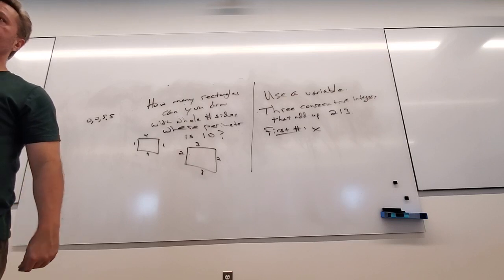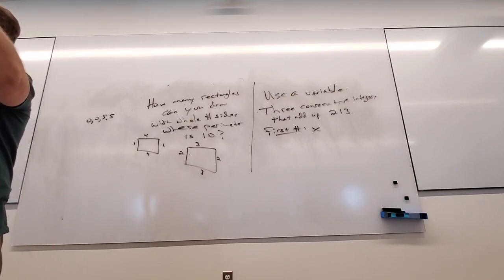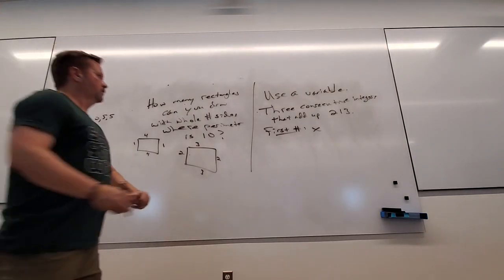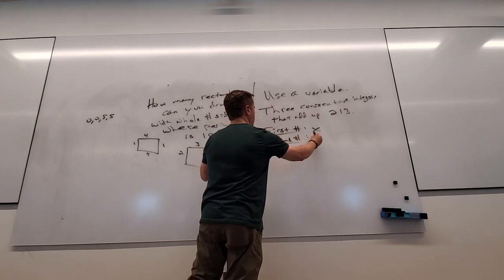All algebra does is it captures patterns. That's all it does. How do we get from one number to the next? You add 1. Well, the first one's X, the next one's X plus 1. So what's the third one? X plus 2. Equals.